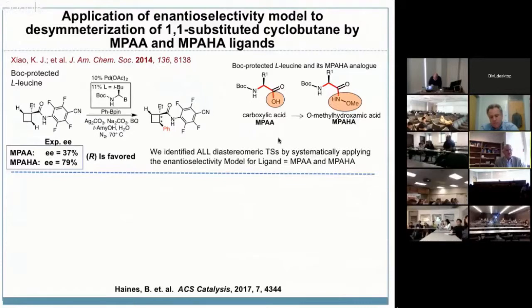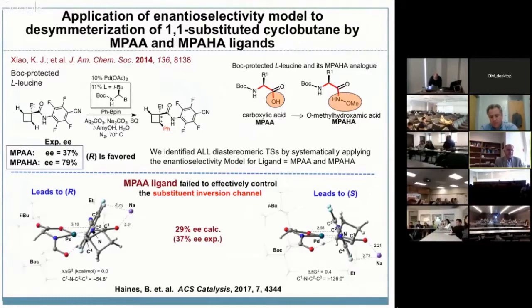For this reason, we calculated all transition states. And here, I just want to show the two energetically lowest selectivity-controlling transition states. As you can see, the R transition state is energetically slightly more favorable than the S transition state, and the calculated selectivity is very low. In other words, the MPAA ligand failed to control the selectivity of this reaction. Our analysis shows that this failure is because of a lack of interaction between the ligand and the substrate.